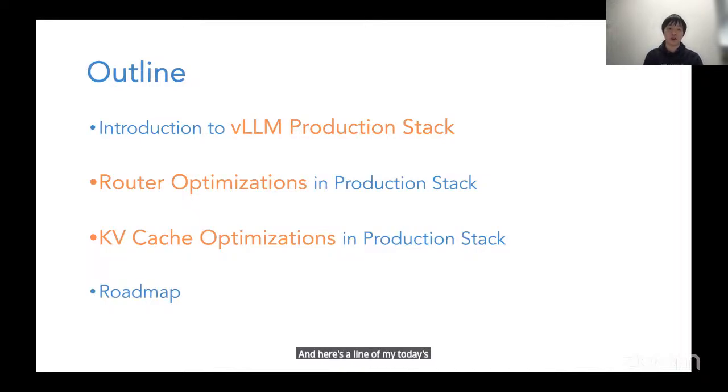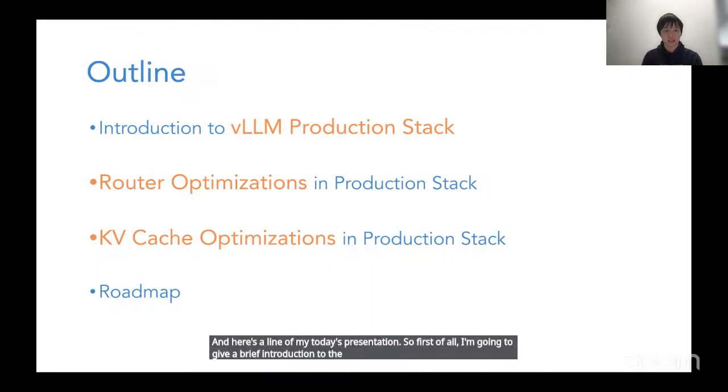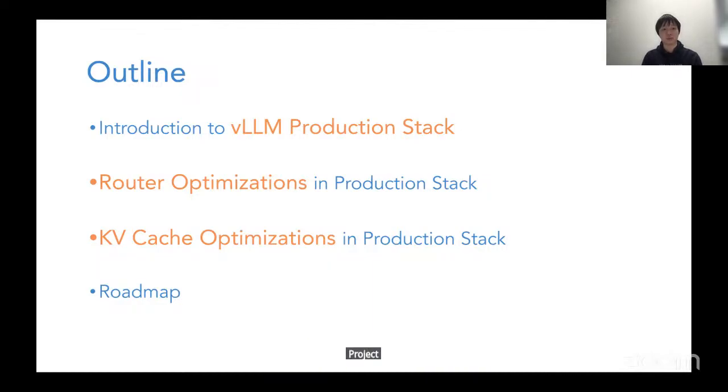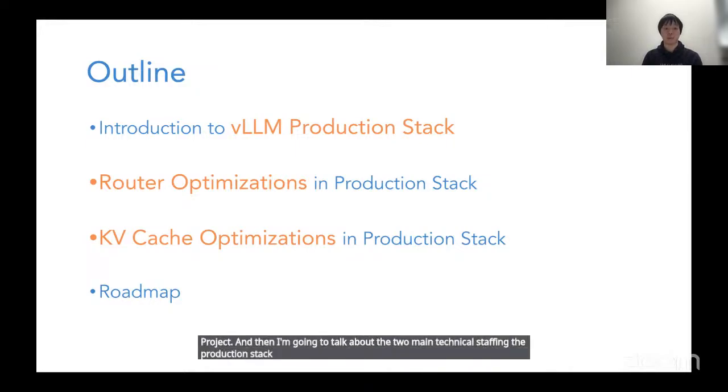First of all, I'm going to give a brief introduction to the vLLM production stack project. And then I'm going to talk about the two main technical topics in the production stack. One is optimizations in the request router, and one is optimizations in the KV cache delivery. And finally, I'm going to cover some roadmap of the vLLM production stack. Okay, so let's get started.